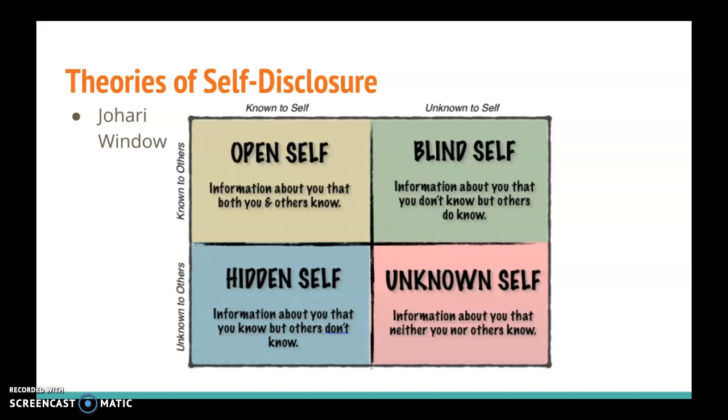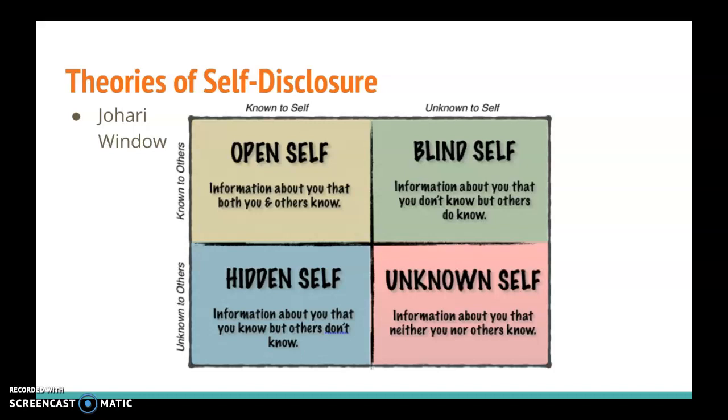And as a result, we come up with four selves. We have the open self, the hidden self, the blind self, and the unknown self. Let's start with the open self. The open self is information about you that both you and others know. So this is information that is openly known.